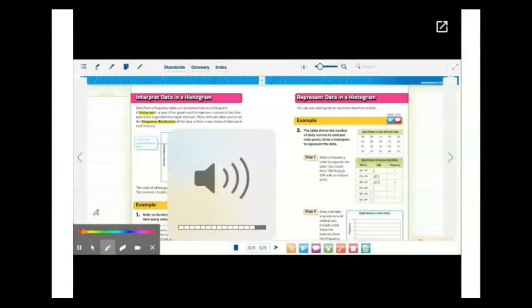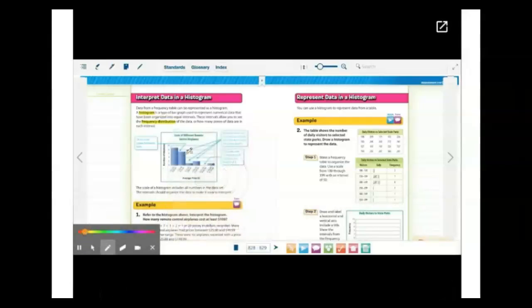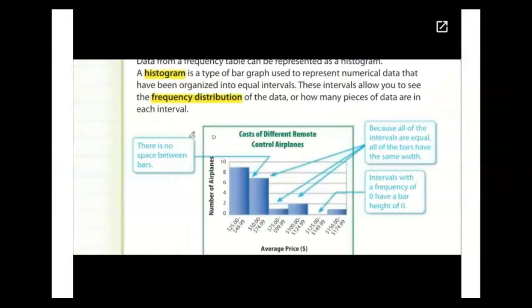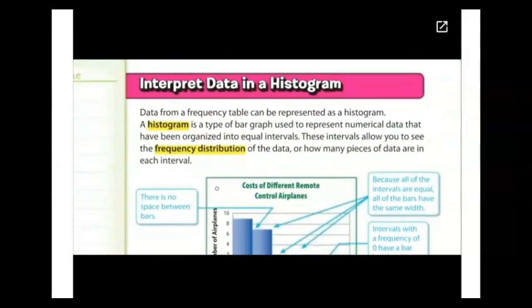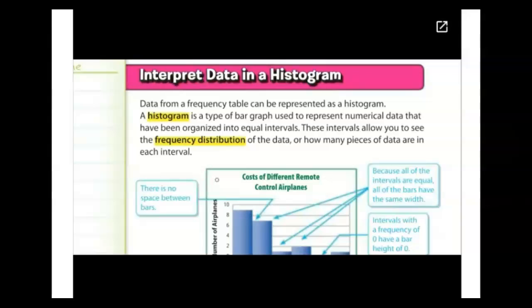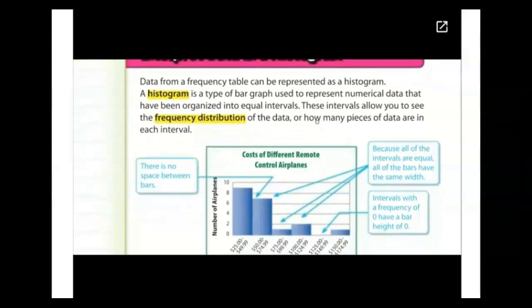Data analysis continues, and today's color is orange. Okay, let's see if we can zoom in a little bit here. All right, the type of chart we're going to be learning about today is called a histogram, and it is in the bar graph family. Now, you're familiar with bar graphs.